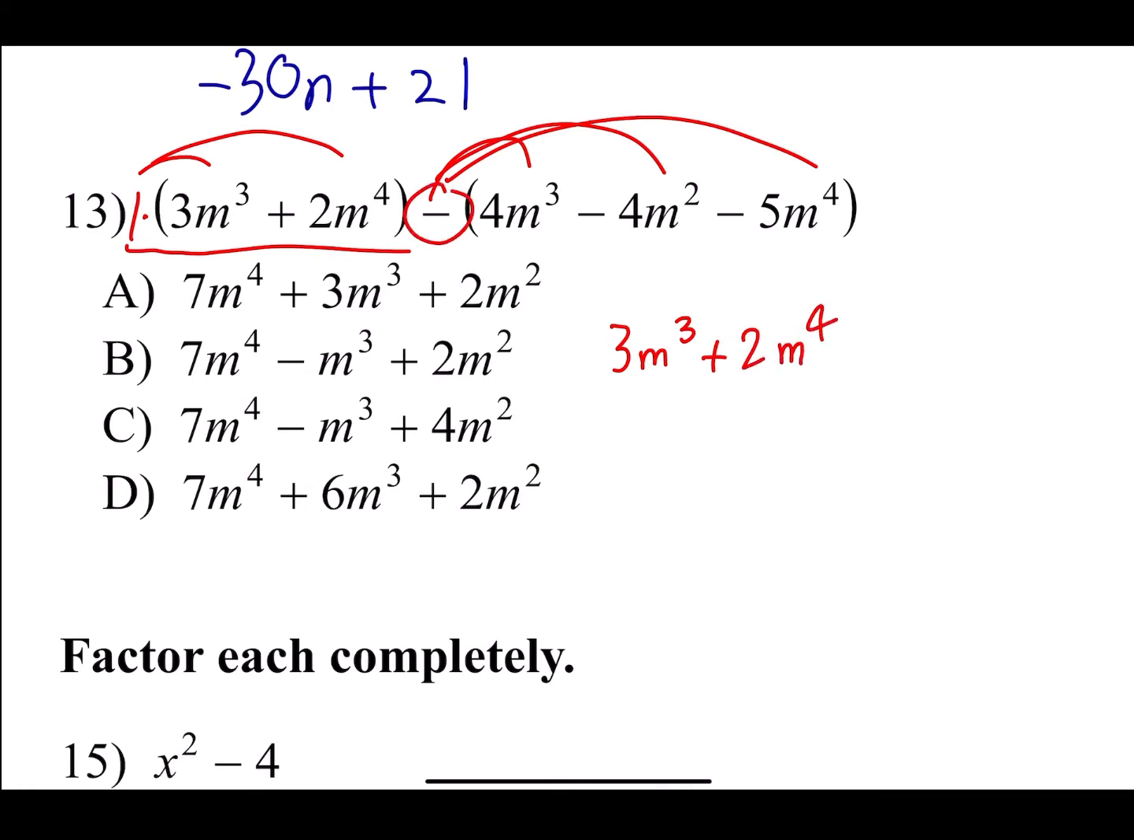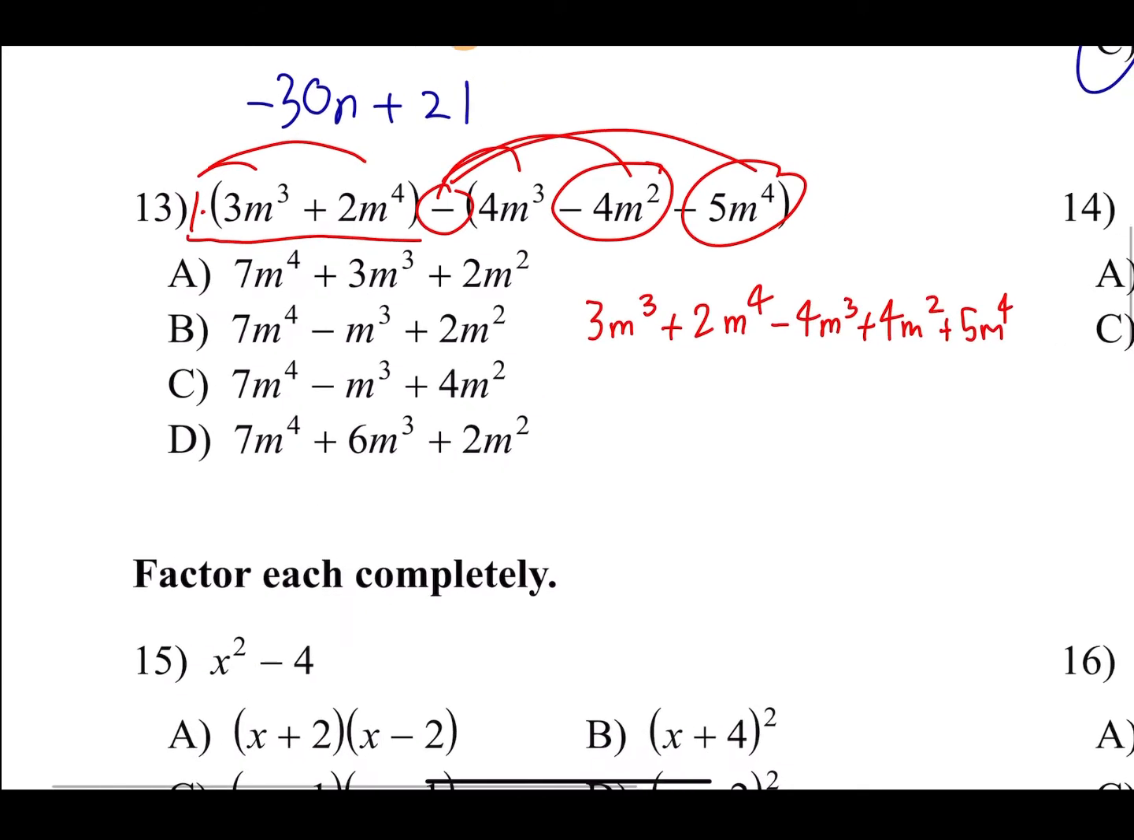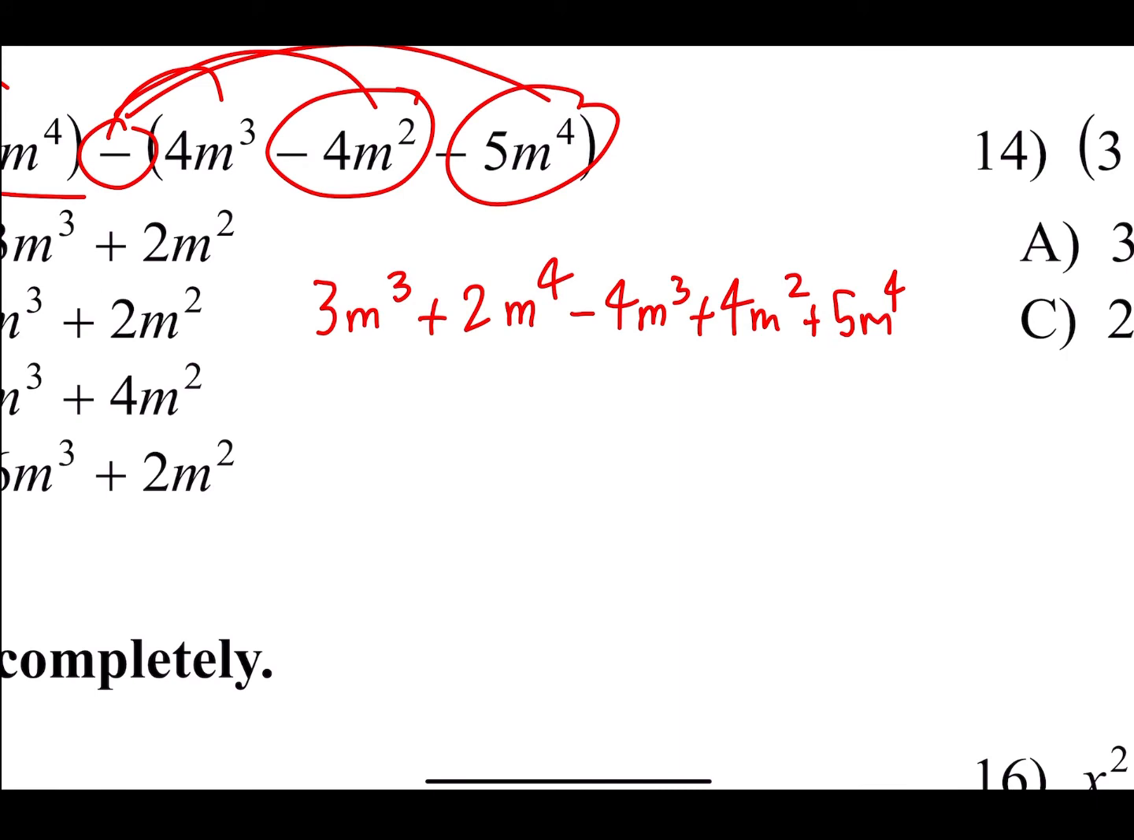This negative, however, we are changing the signs of everything on the inside. We call this distributing the negative. So positive 4m cubed becomes negative 4m cubed. Negative 4m squared becomes positive 4m squared. And negative 5m fourth becomes positive 5m to the 4th. Now we just combine like terms. We gotta look at their exponents to see what goes with what. 3m cubed goes with minus 4m cubed. 2m to the 4th goes with 5m to the 4th. And it looks like 4m squared is all by itself.